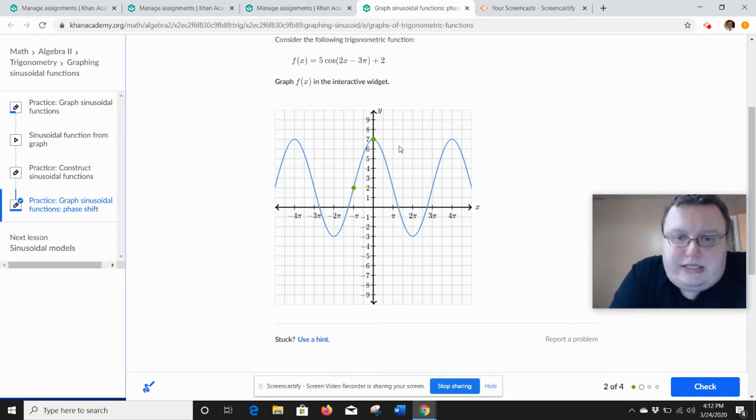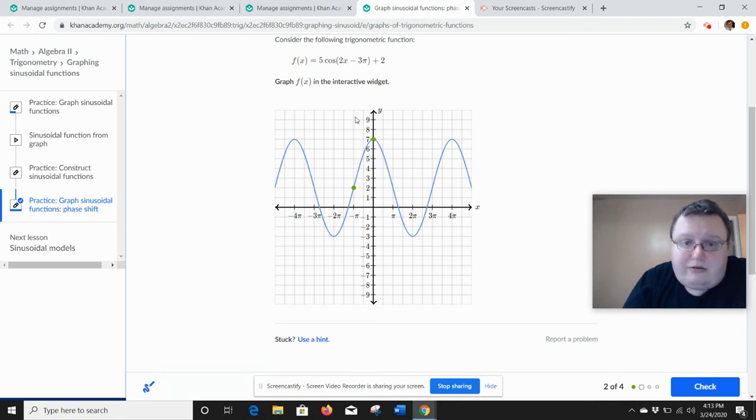So the period is going to give me the distance. The easiest way to determine that is the distance from one maximum to the next maximum. One high point to the next high point. One top of the hill to the next top of the hill, if you want to think about it like that. So I need that distance to be pi. Obviously right now it's not, because right now it's like 4 pi, if you look at it the way it is.